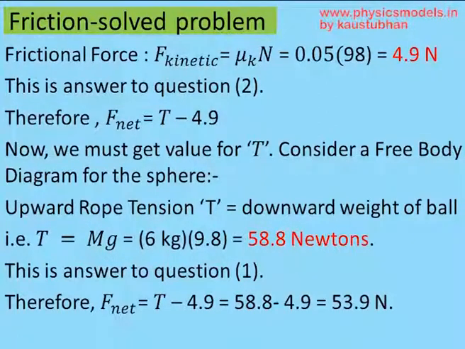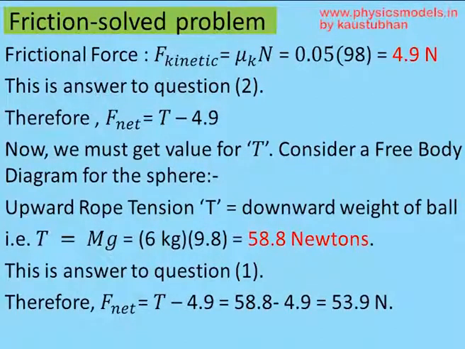To find T, we must get the free body diagram for the sphere which is hanging from the pulley. Now if we consider the sphere, then the upward rope tension is equal to the downward weight of the ball, because the rope and the ball are not having any motion relative to each other. Therefore, T is equal to mg, which is 6 kg of the sphere into 9.8, which is 58.8 newtons. So we have got the rope tension now. Coming back to the net force, we simply substitute that, and we get the net force as 53.9 newtons.